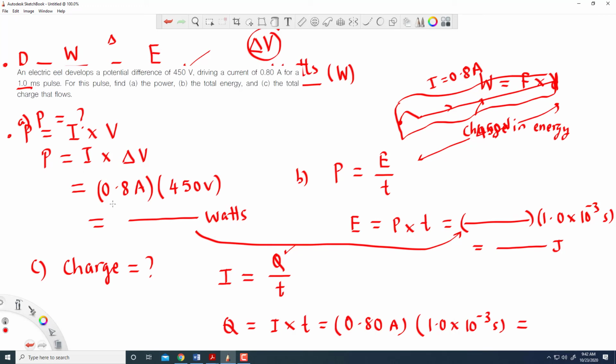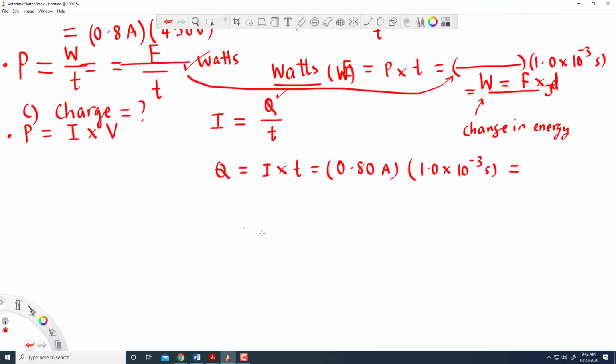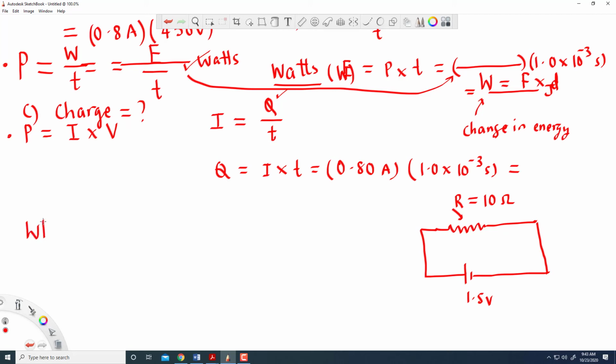Now this formula is true for any kind of electric component. So for example, if you have a light bulb or some kind of other electronic component, let's say some component that has a resistance of 10 ohms, and you are applying potential difference using a battery. So this is a battery with 1.5 volts. So what's the power in this circuit? What's the power of the resistor?